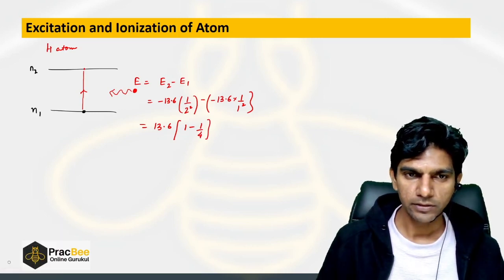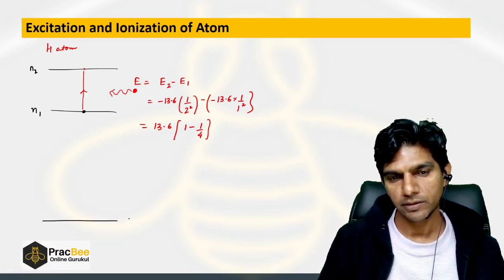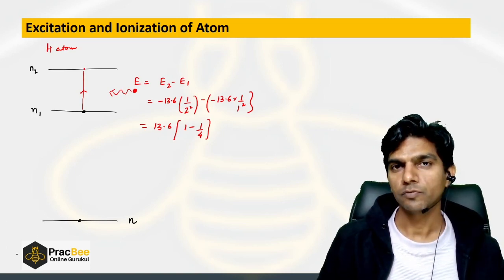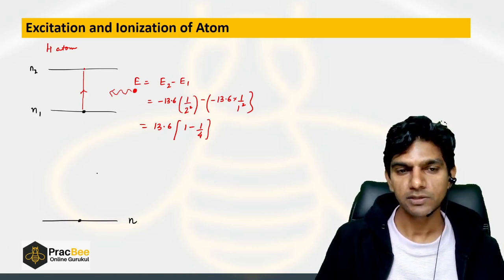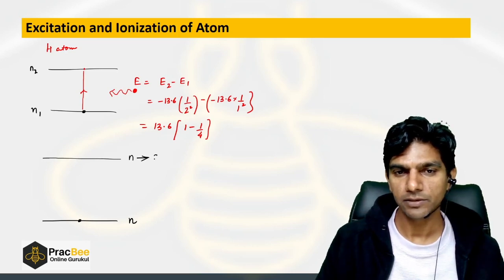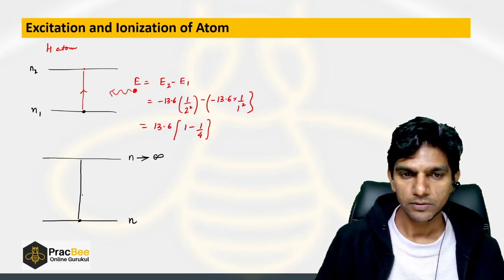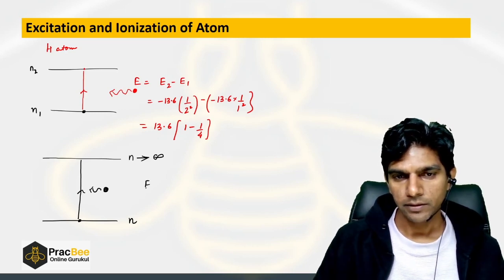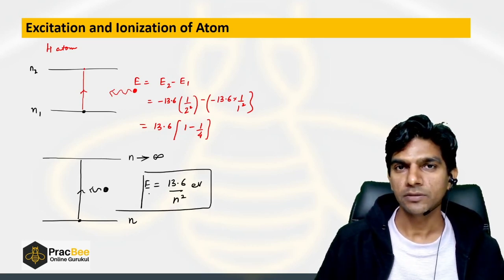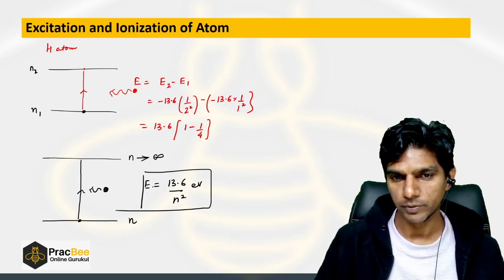Now, what is ionization energy? Suppose the electron is present in the nth orbit, and we want to remove this electron from the atom. The minimum energy required to remove this electron from the atom is known as the ionization energy. Let us say this is the limiting orbit, which means n tends to infinity. If we supply energy in the form of a photon, then the energy required will be 13.6 by n square in electron volt. So this is the ionization energy for an electron present in the nth orbit.